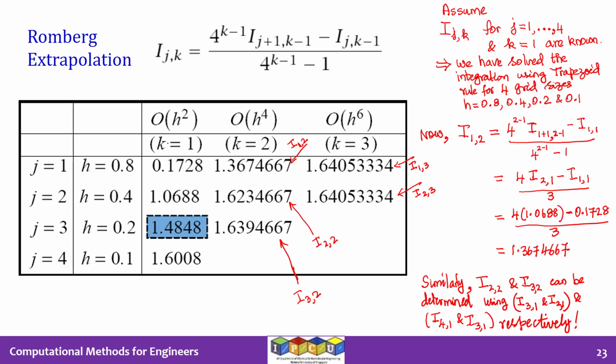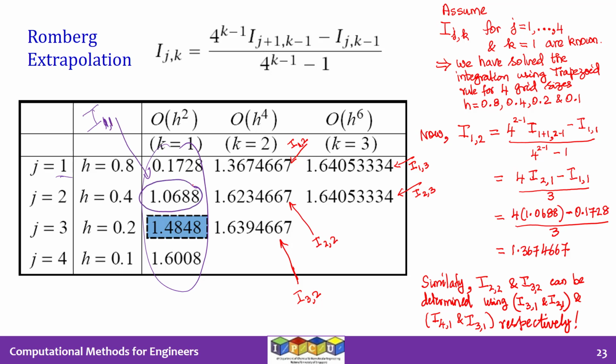So these are the results with the trapezoid rule. This is j is equal to 1. So this number 0.1728 is nothing but I1, always the row. So j is 1 and k is 1 here. All the results from the trapezoid rule have k is equal to 1. Therefore 0.1728 is I1 comma 1.